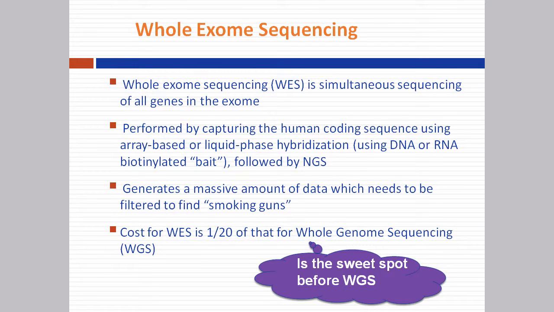Whole exome sequencing allows you to simultaneously sequence all of the genes in the exome you can capture. And we use capture probes for that, as I explained before, usually DNA or RNA probes. It generates, obviously, a massive amount of data, and it needs a lot of filtering and looking through to find really those changes that could be causing the disease in your patient. It is much less expensive than sequencing the entire genome, and for that reason, I think it was called the sweet spot before we can do whole genome sequencing.